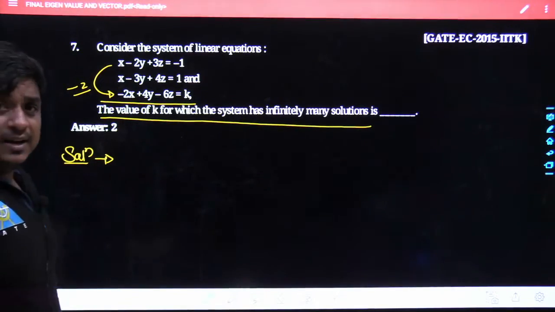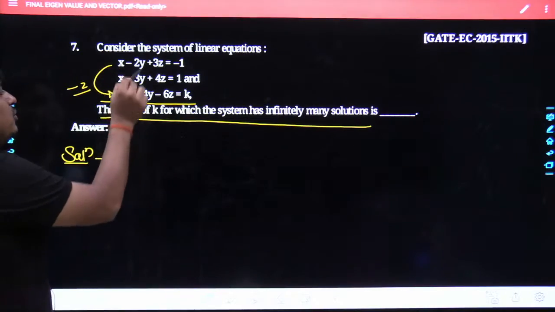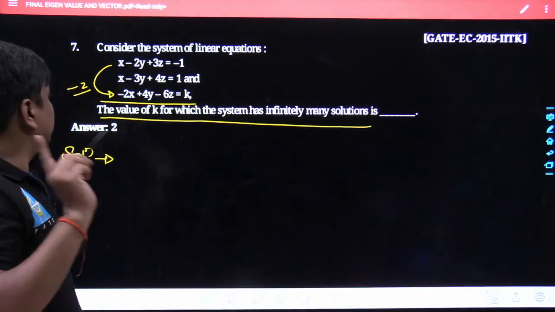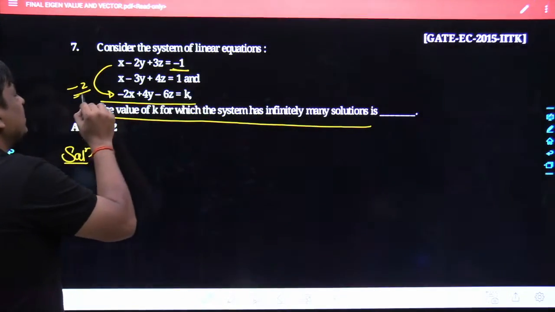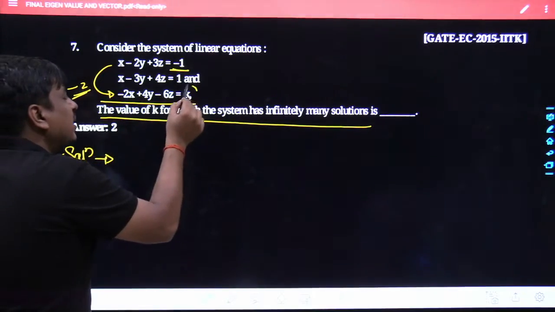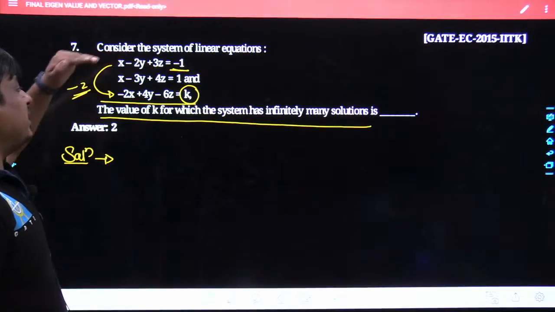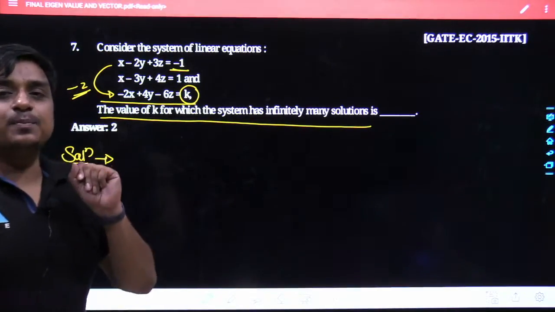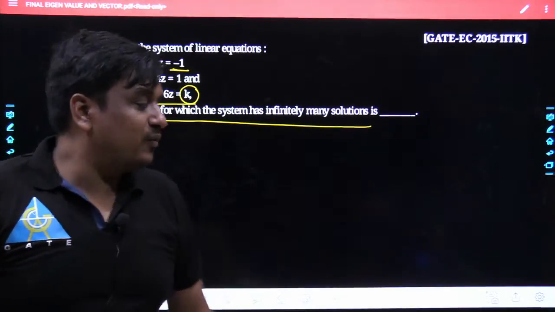If -2 is multiplied in equation number 1, it would become -2x + 4y - 6z. Now what happens? If -1 is multiplied with the -2, if the same value comes in place of k, what will happen? Equation number 1 and equation number 3 would be completely linearly dependent, and the number of effective equations would be 2, whereas the number of variables is 3.